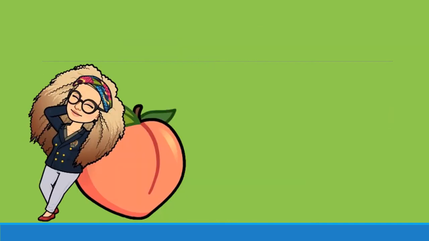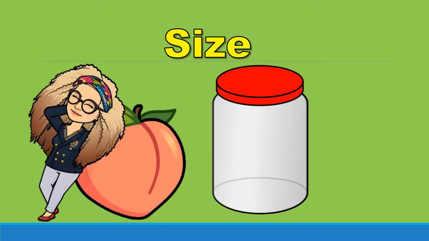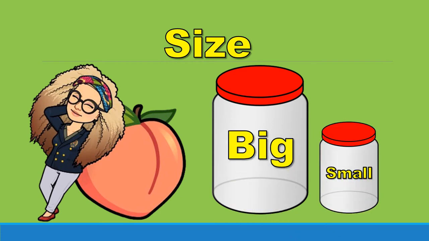So let's talk about the first attribute, why don't we? It's size. And size talks about how big or how small something is. Can you think of some big things that can go into a group and some small things that can go into a group? Well, you've just sorted in terms of size.